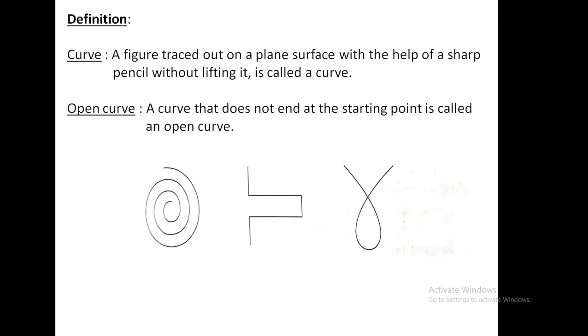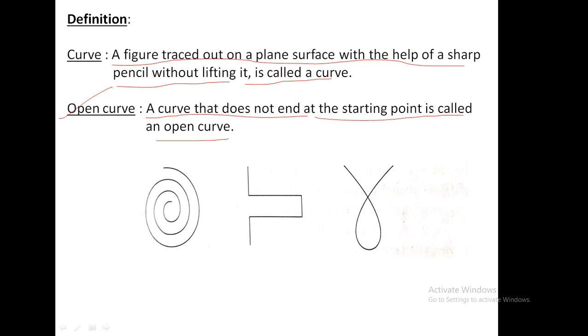Now, first of all, we have to know what is curve. A figure traced out on a plane surface with the help of a sharp pencil without lifting it is called a curve. Now the next one, that is open curve. So a curve that does not end at the starting point is called an open curve, or in other words we can say that a curve whose starting point and end point is different are known as open curve.